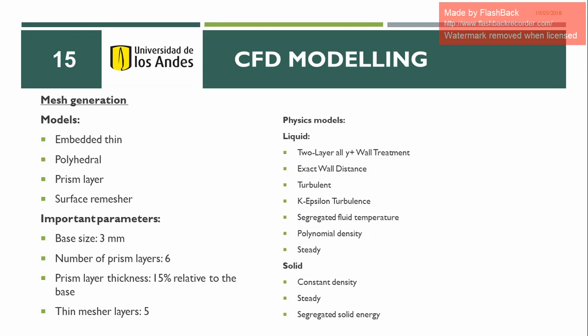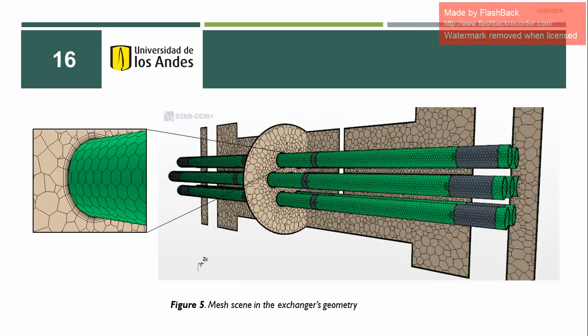For the physics models, important models in the liquid include the k-epsilon turbulence model, approved for having low computational time while giving accurate results, the polynomial density, which must not be assumed to be constant for the liquid, and the two-layer all-y-plus wall treatment, which permits good modeling in different y-plus ranges. For the solid, constant density was assumed, and the segregated solid energy model was applied to model heat transfer through the tube's thickness. Now we can see in Figure 5 the mesh in the exchanger's geometry.